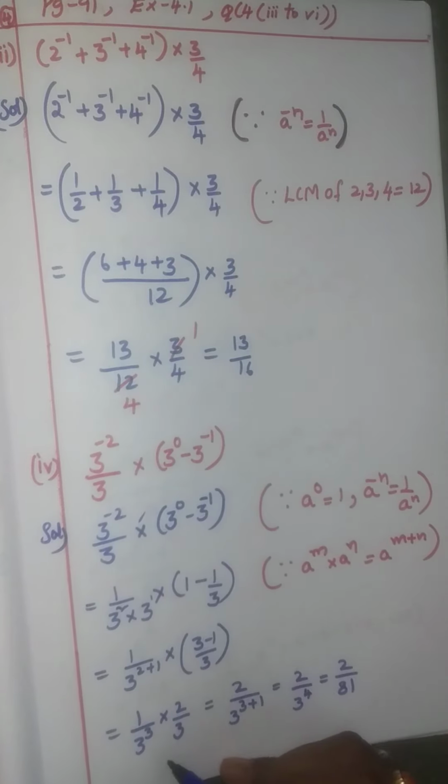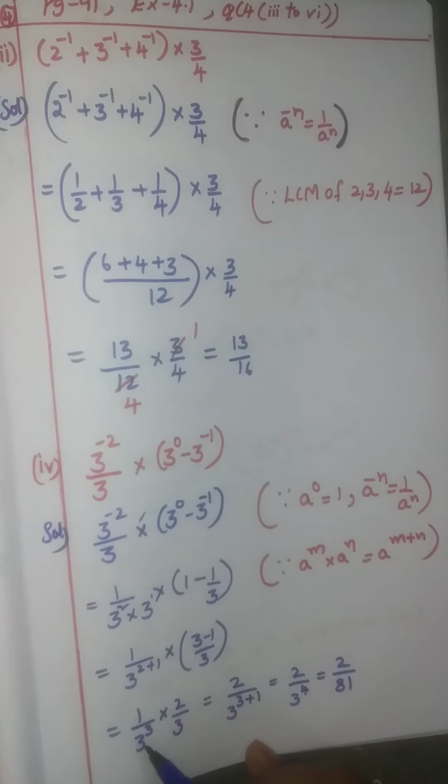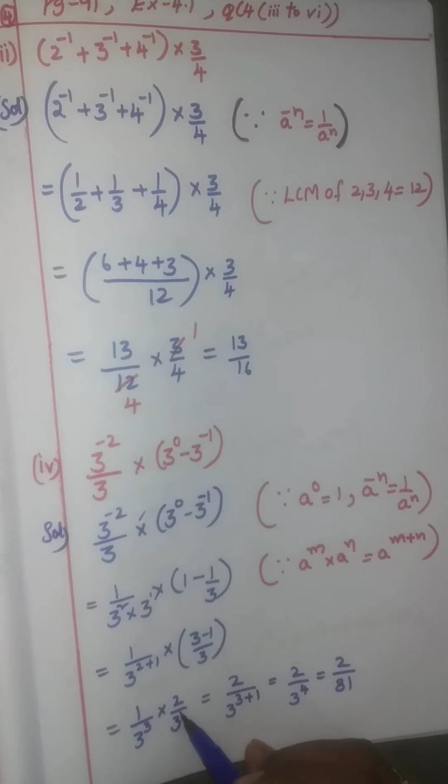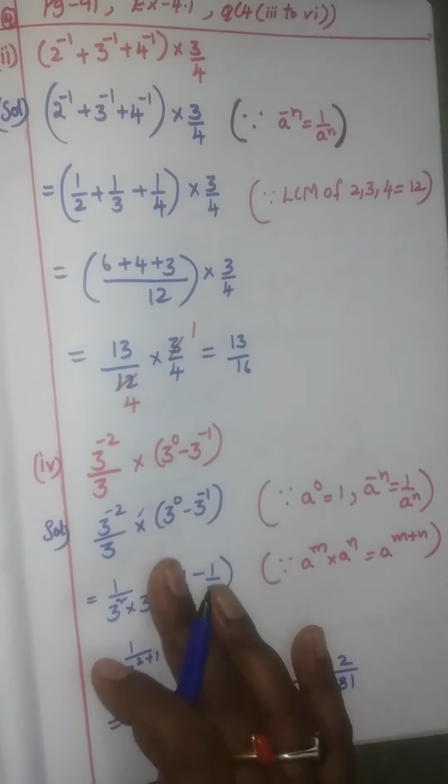2 ones are 2. See, the bases are same, so we can add the powers. 3 and 3 bases are same. What is the power? 3 and 1. No power means 1. 3 plus 1 is 4. 3 power of 4, 3 multiplied 4 times, what we get? 81. So 2 by 81 is the answer.